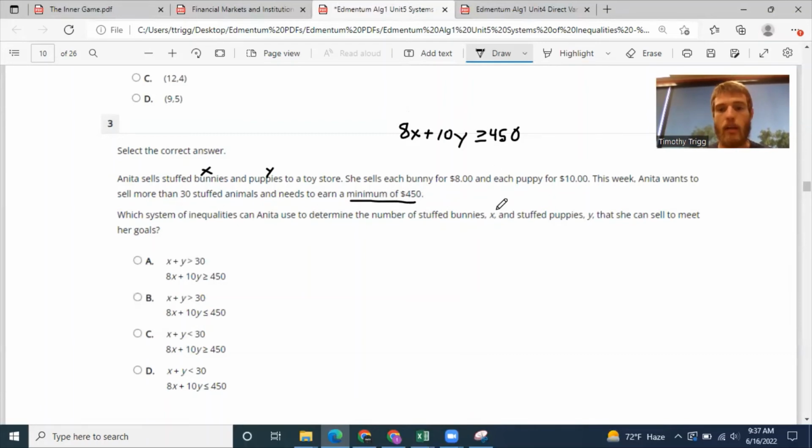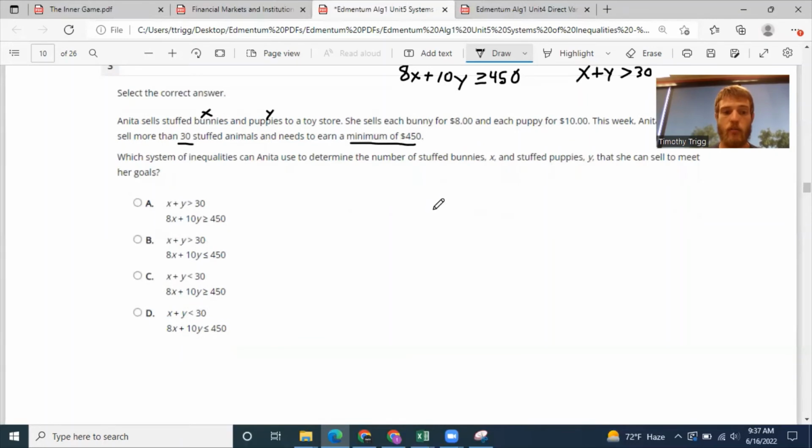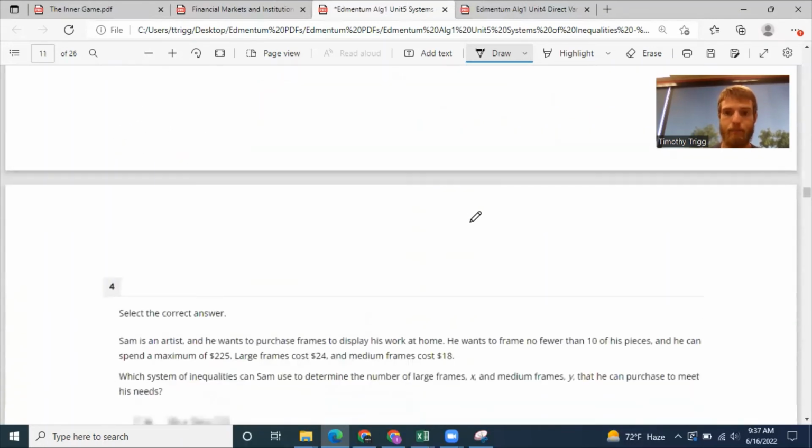And your second inequality has to do with the quantity of stuffed animals, right? Anita wants to sell more than 30, right? So the number of bunnies plus the number of puppies, she wants that to be more than 30. So the number of puppies sold plus the number of bunnies sold, she wants to be greater than 30, right? More than 30. So those are your two inequalities. And so that should be that.